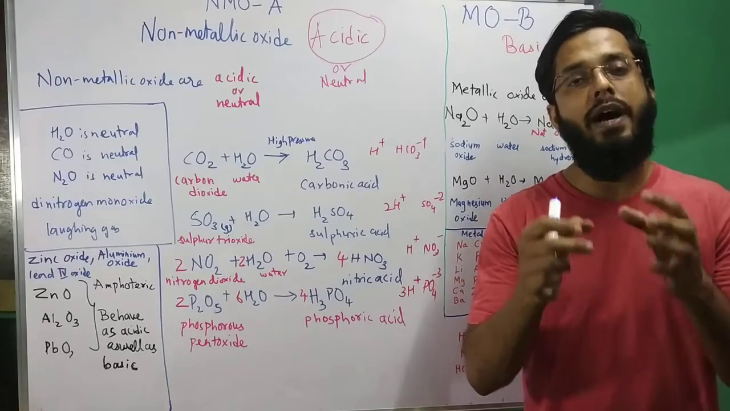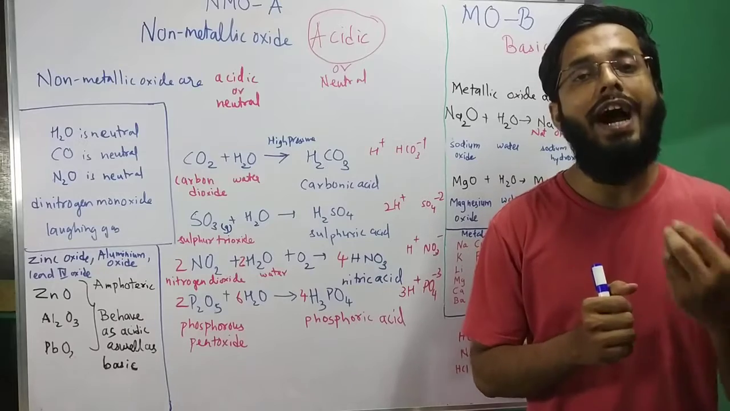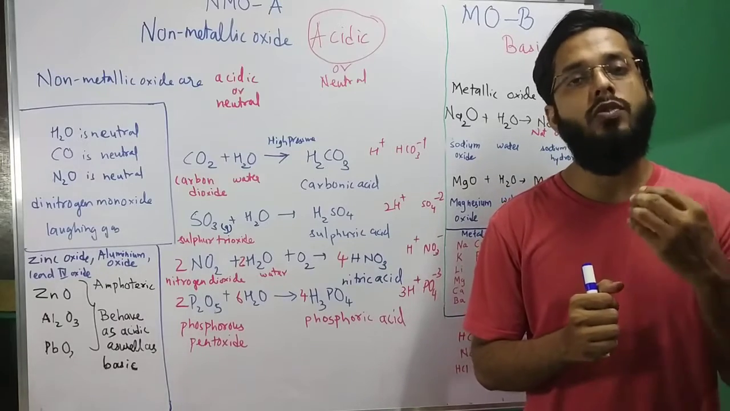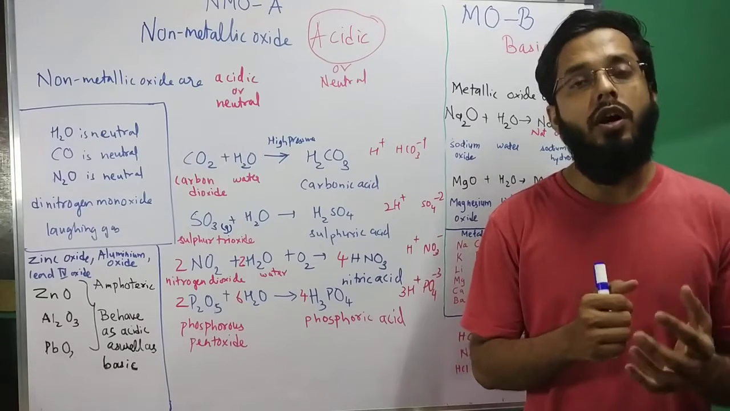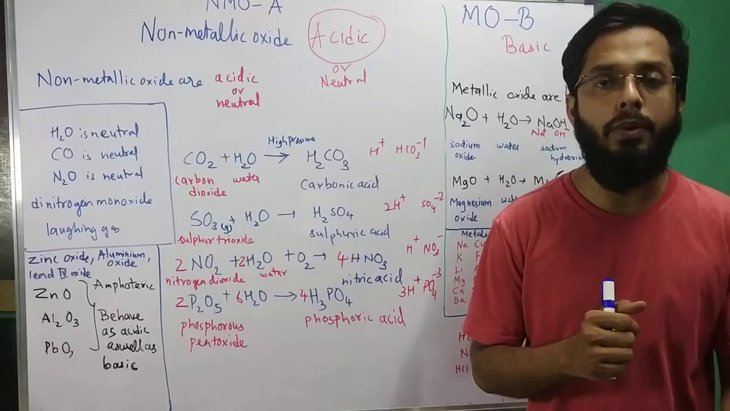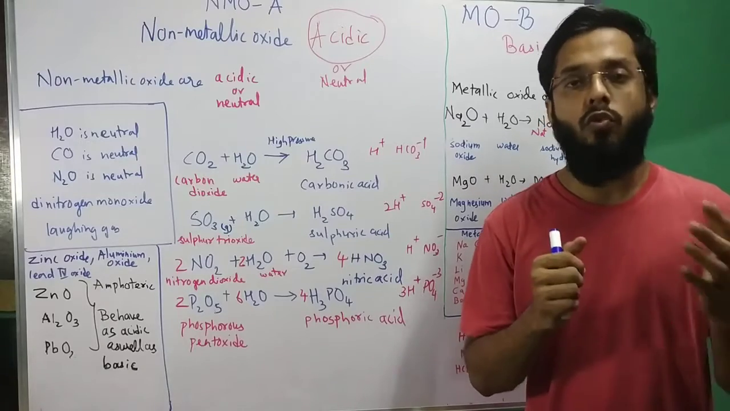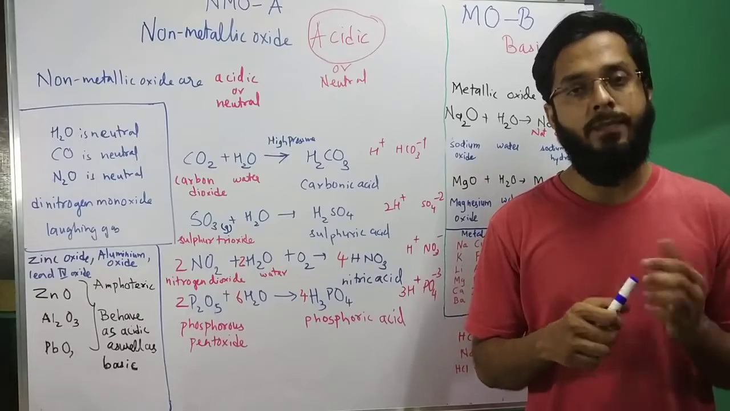जो सब्सटेंस पानी में हाइड्रोजन आयन देते हैं, और we can say हाइड्रोनियम आयन. To be precise we must say हाइड्रोनियम आयन. क्यों? Because H plus ion, that is hydrogen ion, are very unstable. They readily combine with water and form hydronium ion, H3O plus.